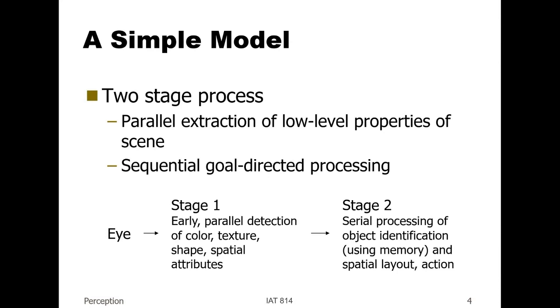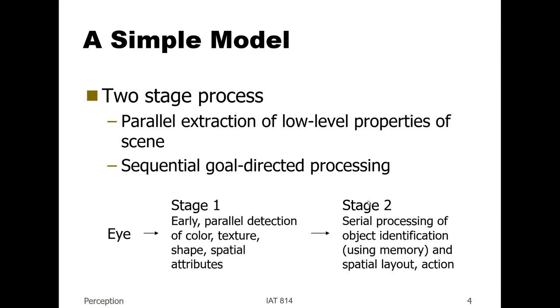In stage 1, it's a highly parallel process that extracts low-level properties of a scene, low-level in the sense that the properties are very, very local, very near to each other geometrically out in the scene, or at least the image of those things in the eye. There's significant communication among neighboring neurons in the early stage of the visual cortex in stage 1.